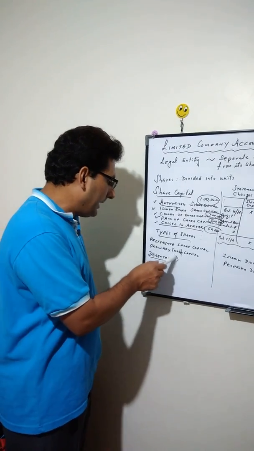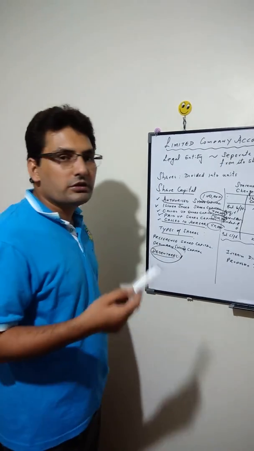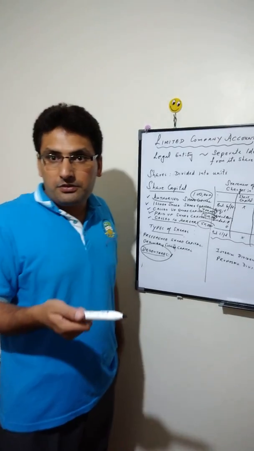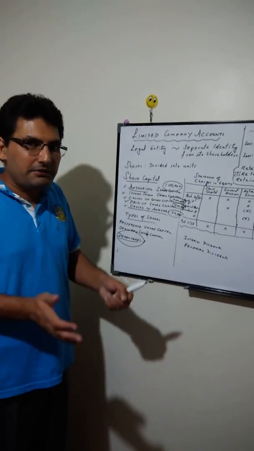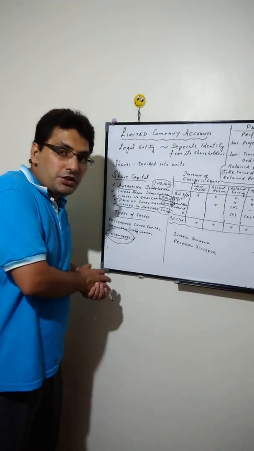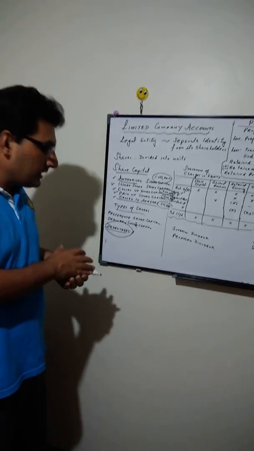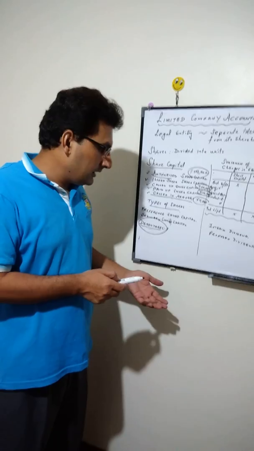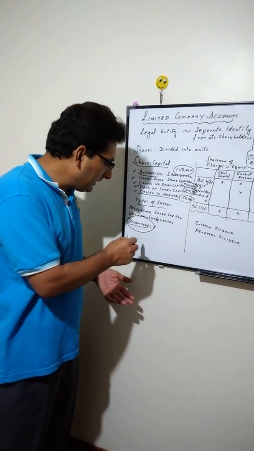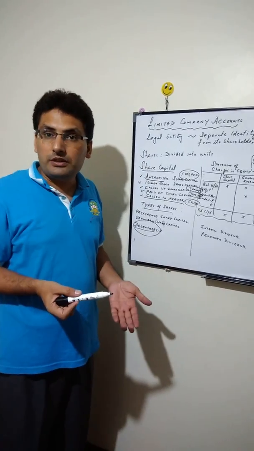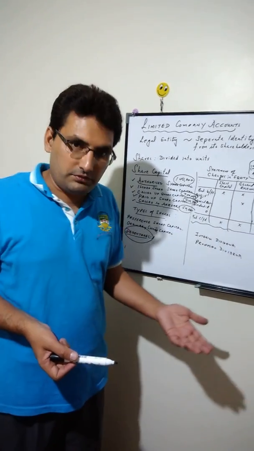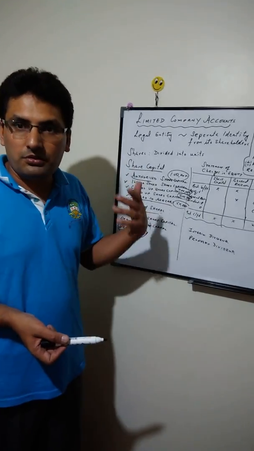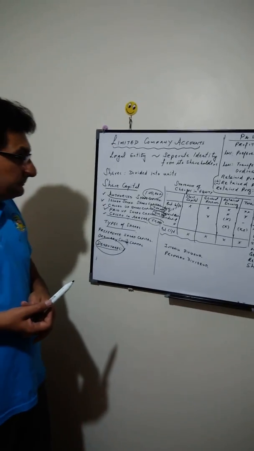Then we have the debentures. Debentures are actually long-term loans. We can take loans from financial institutions, but these loans are actually taken from the shareholders. Whatever loan shareholders give to the business, they are going to take interest on debentures. The treatment of interest on debentures is the same as interest on loan, and that amount we show in the income statement.